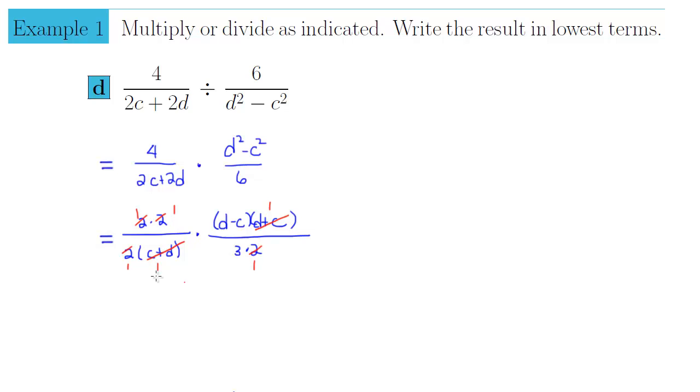Nothing else will cancel, so we multiply straight across. 1 times 1 times d minus c times 1 simply gives us d minus c. 1 times 1 times 1 times 3, don't forget the 3, gives us 3. So that tells us our final answer is simply d minus c all over 3.